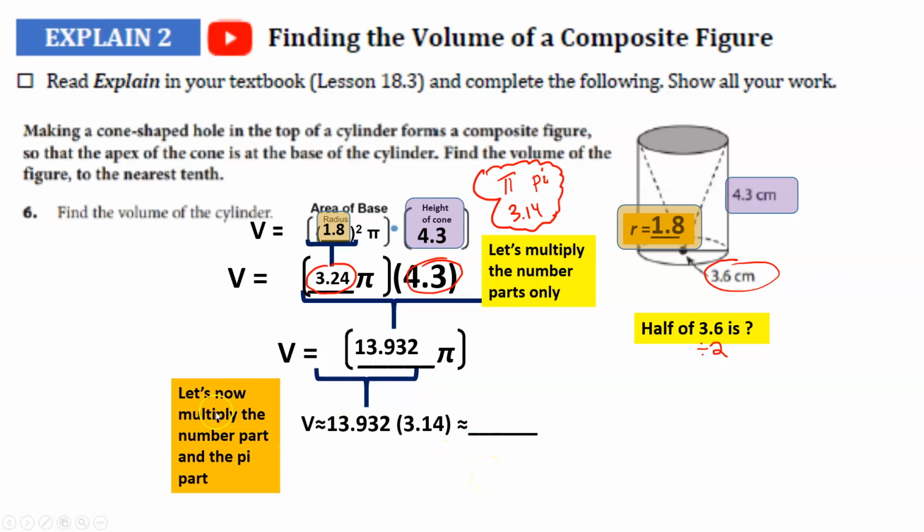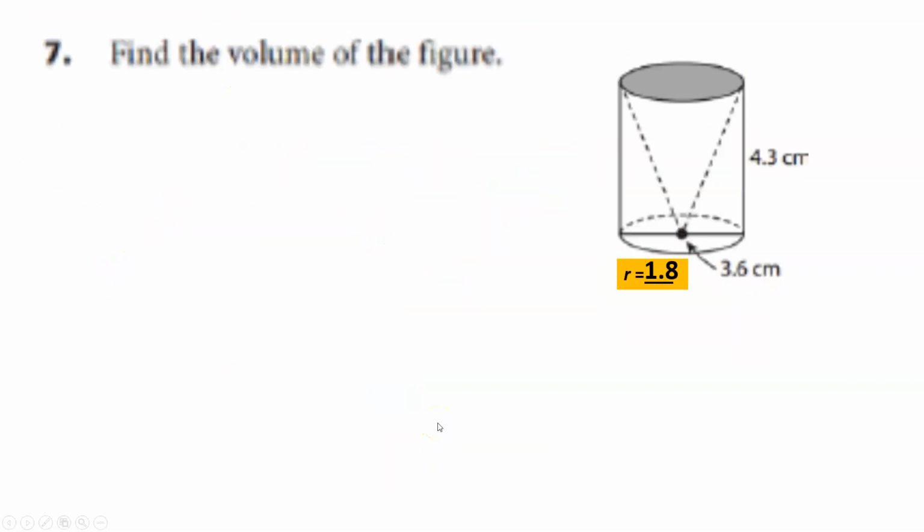Let's multiply by pi, okay. And that would be about 43.77. If you rounded it, that's fine, 43.8, because they're going to ask us to round it anyways. So that was number 6.